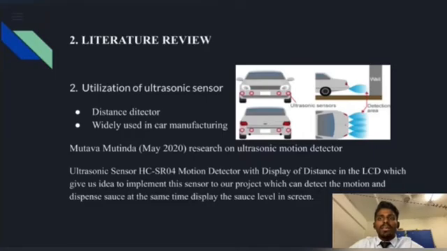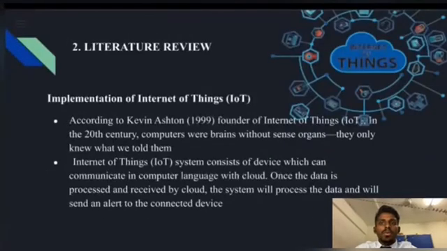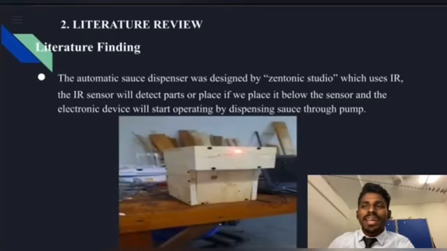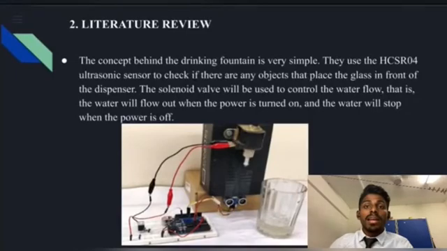It can also display the sauce level on the screen. Other than that, from the research we did on Kevin Ashton, the founder of the Internet of Things, IoT, the Internet of Things system can communicate with our device to tell us some messages, which gave us the idea to implement this system in our project. This is one of the projects similar to ours that uses an IR sensor to detect, and this is another project similar to ours that uses an ultrasonic sensor to detect.